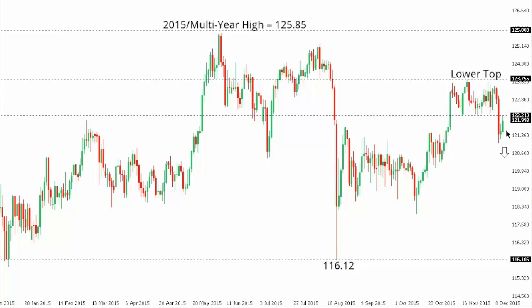Any rally should therefore be very well capped into this previous support, now turned resistance around the 122.20 area, with only a close back above 123.76 ultimately negating the current downtrend, or the current downside pressure, and opening the door for a retest of the 2015 high at 125.85.